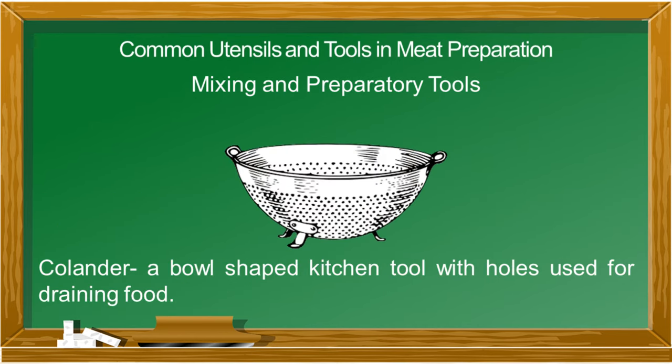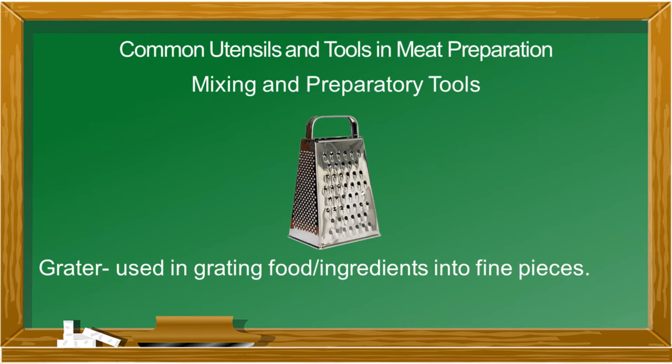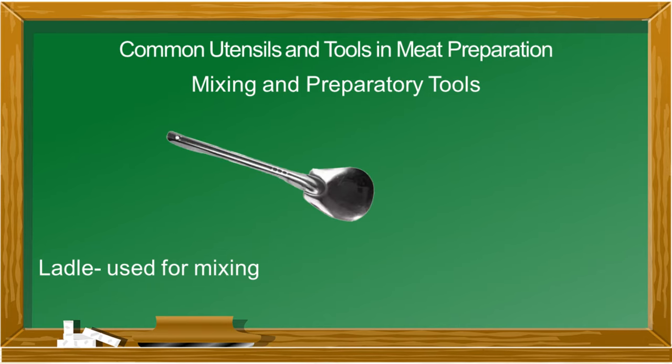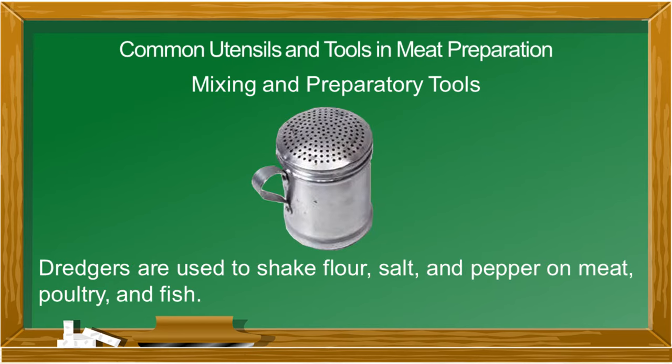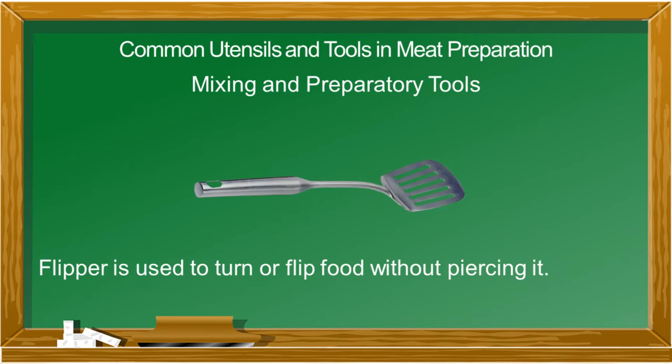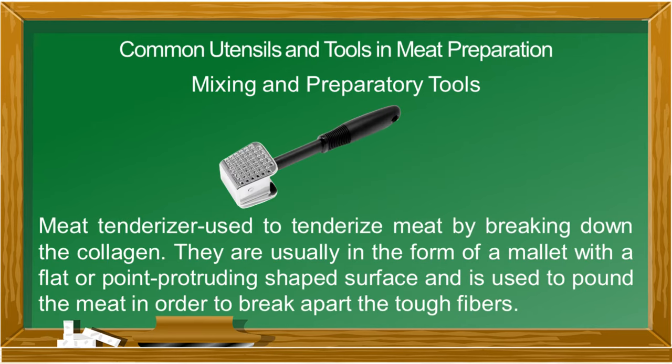Colander. A colander is a bowl-shaped kitchen tool with holes used for draining food. Grater, used in grating food or ingredients into fine pieces. Ladle, used for mixing. Dredgers are used to shake flour, salt, and pepper on meat, poultry, and fish. Flipper. A flipper is used to turn or flip food without pressing it. Meat tenderizer. A meat tenderizer is used to tenderize meat by breaking down the collagen.